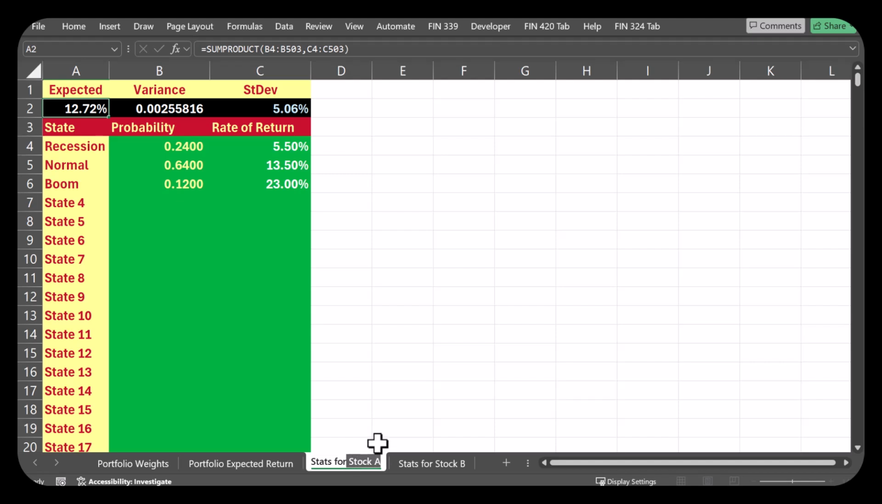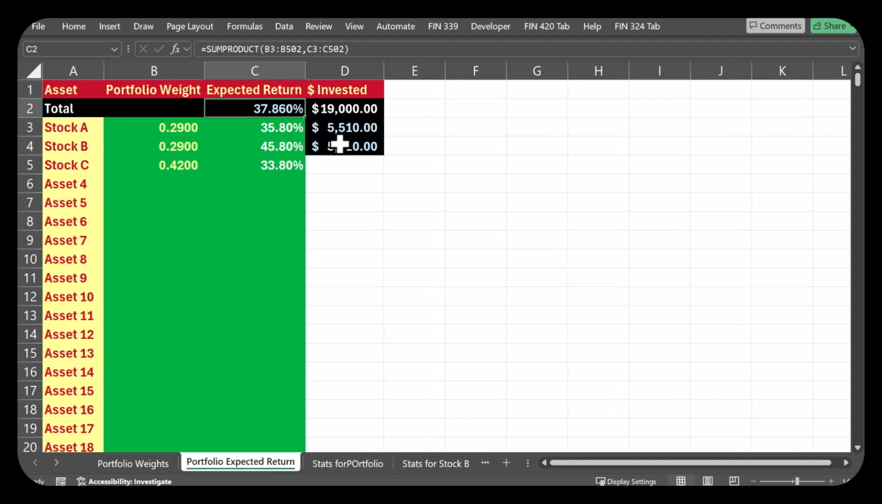So let's do this. Stats for portfolio. Now let's enter the boom, good, poor, bust. Let's enter the probabilities of those, and 0.07. Now we calculated the return in the case of boom, 37.86.